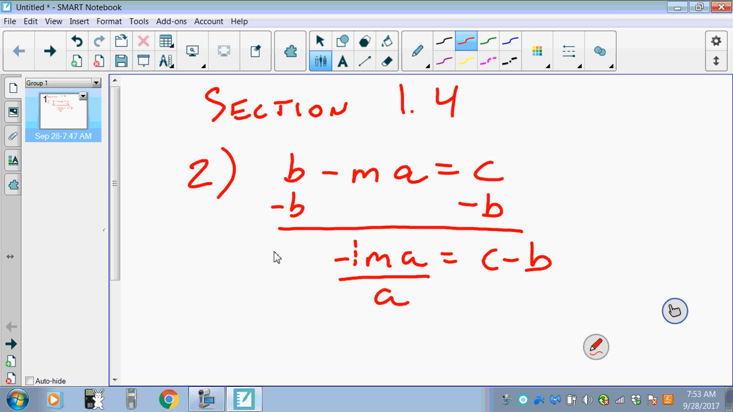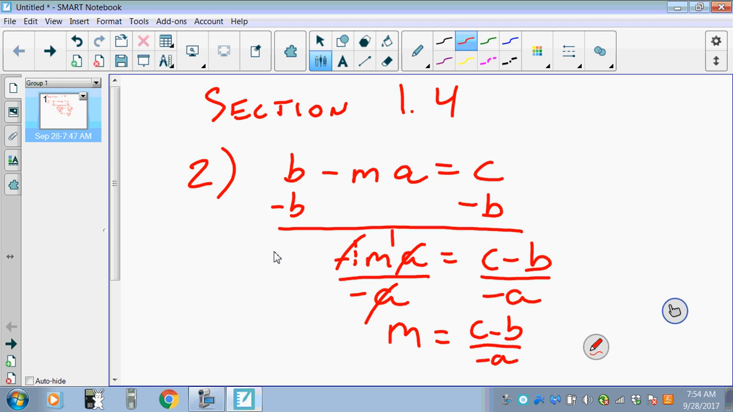You could do it in 2 steps, right, where you divide by A on both sides, and then you divide by -1 on both sides. But do yourself a favor, divide by -1A on both sides. That will cancel this out, this out, this out, and that'll become 1. So 1M, or just M, is going to be equal C minus B over -A, which is the same thing as the answer we had before.